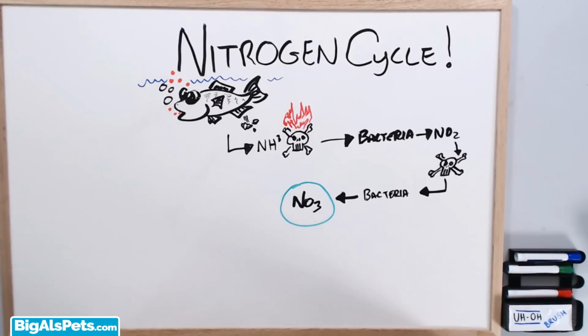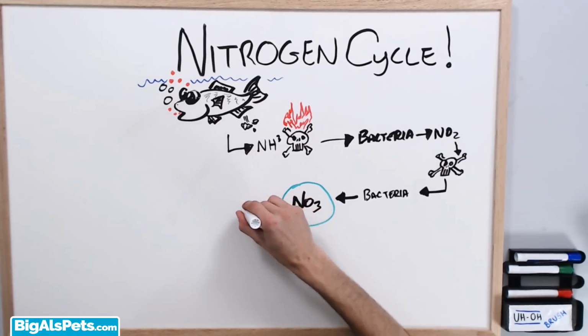And this is essentially what we're doing when we cycle an aquarium. We're making sure that those two types of bacteria that are nitrifying are in the system and able to convert our fish waste to nitrate so that the environment is stable for the fish and that those harmful substances are taken care of.